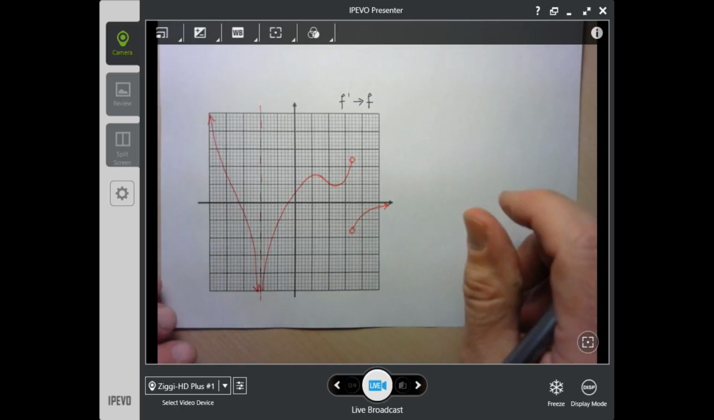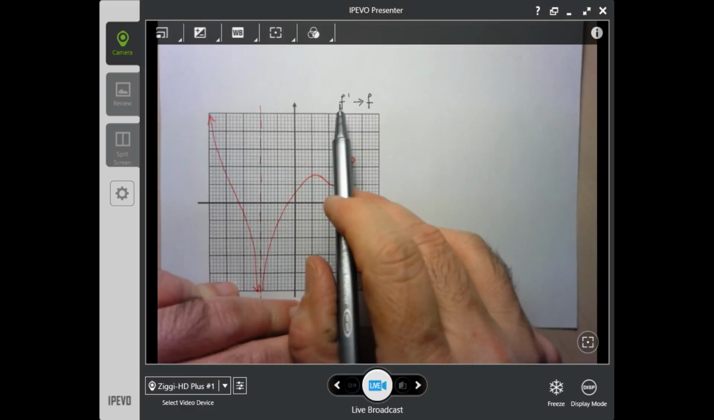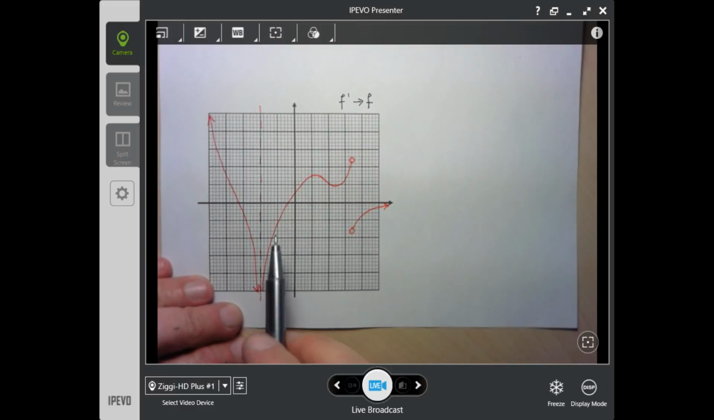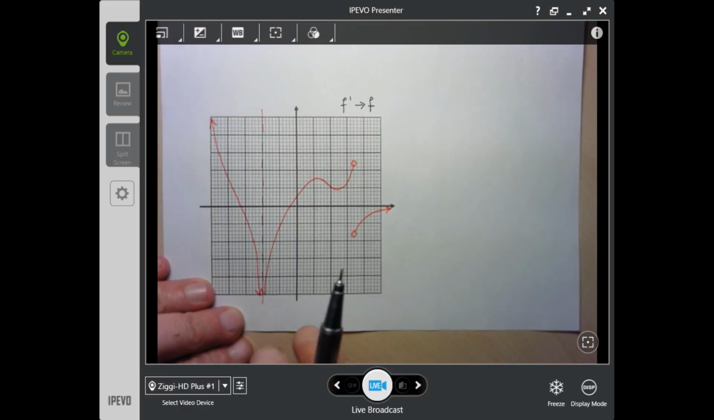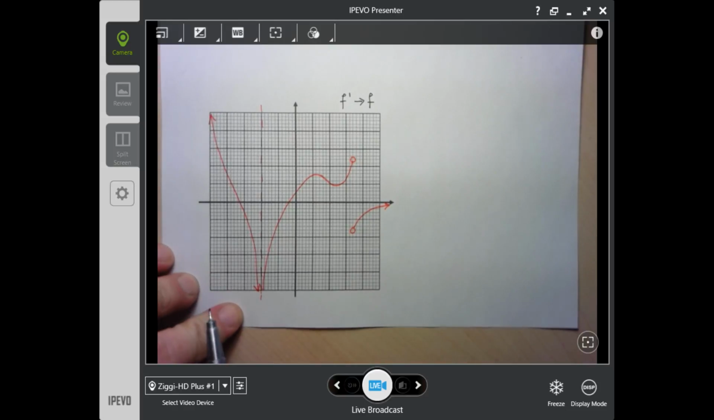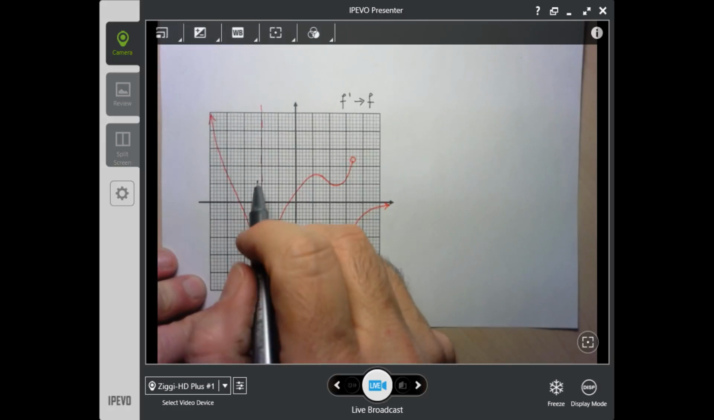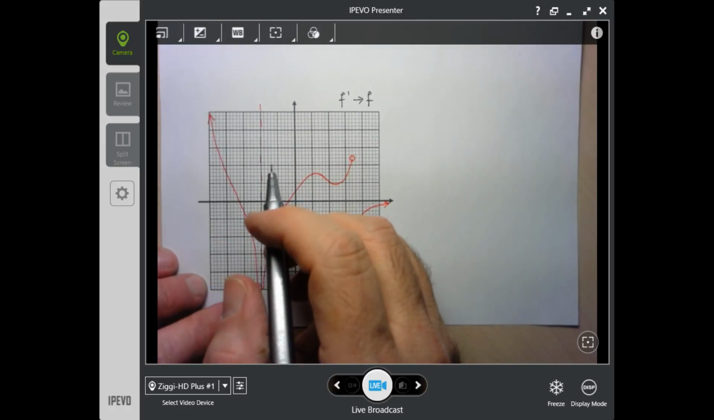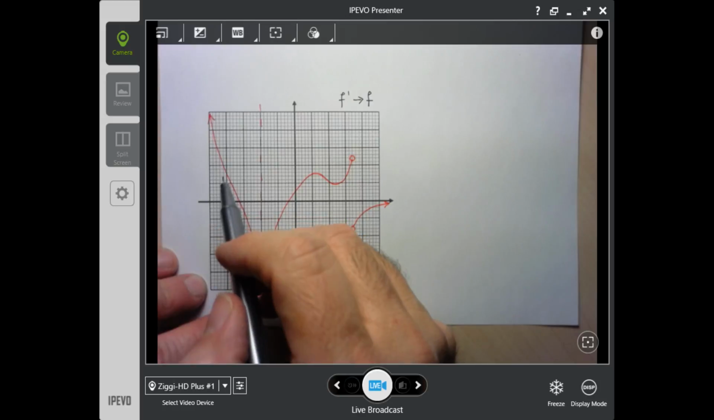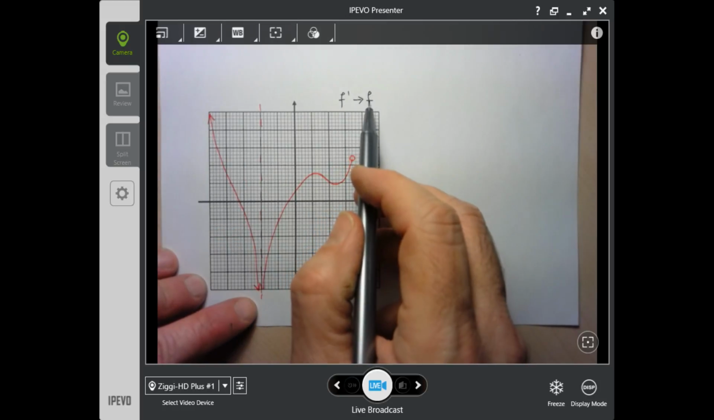Hi folks, we're going to take a look at an example of drawing the graph of a function given its derivative. Here again I chose something that was a little more interesting than just a polynomial looking function. So let's start from negative infinity to this vertical asymptote here. Again, what we have to keep in mind is that the y values for the derivative give you the slopes of the tangents to the original function.